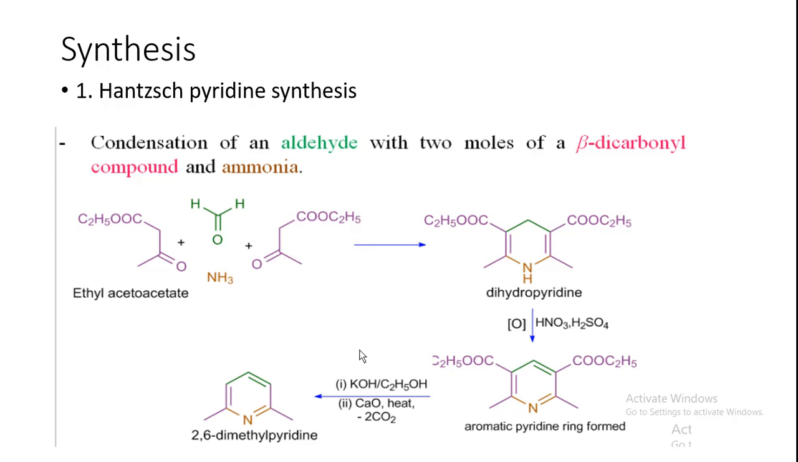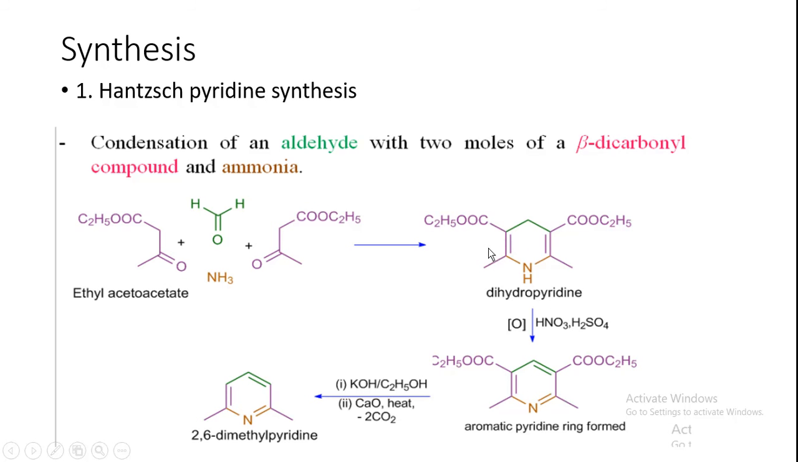So next, let us start the synthesis. The first method of synthesis or preparation is Hantzsch pyridine synthesis. It is the condensation of an aldehyde with 2 moles of a beta dicarbonyl compound and ammonia. In the presence of ammonia, we condense the beta dicarbonyl compound with the aldehyde, and it will first form a dihydropyridine. Then next, oxidation in the presence of HNO3 and H2SO4 will form the aromatic pyridine ring.